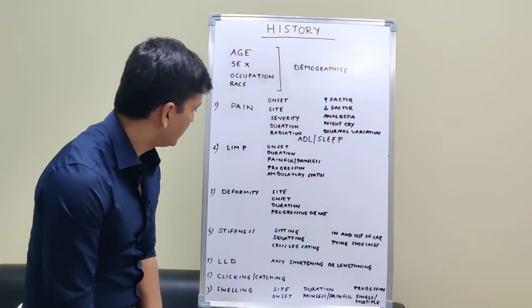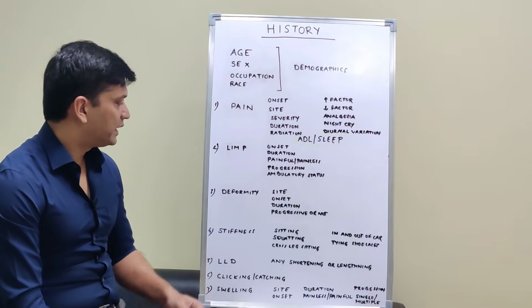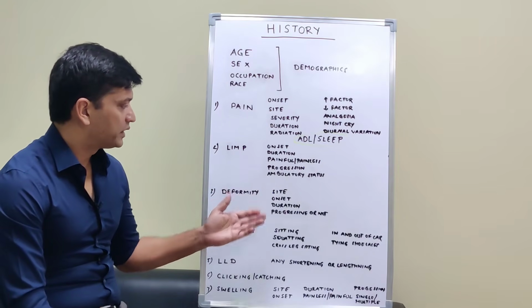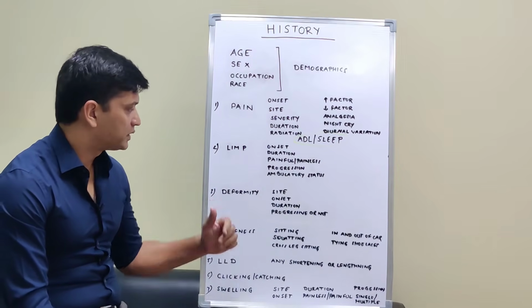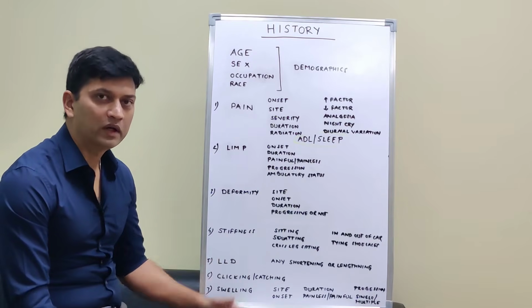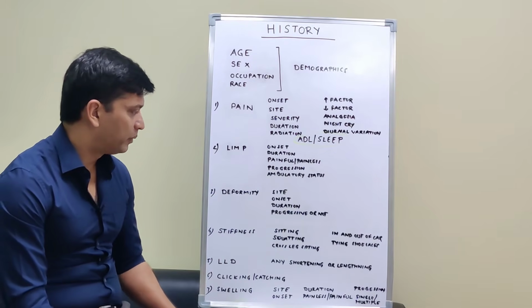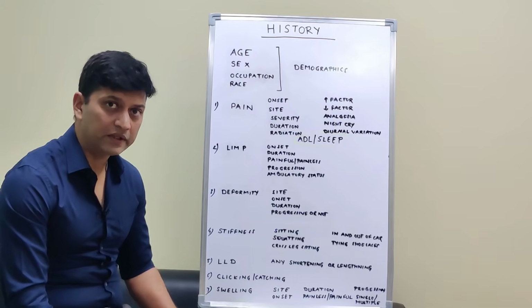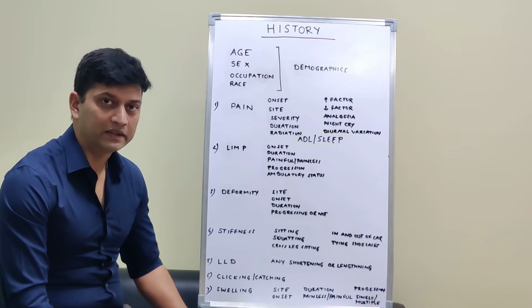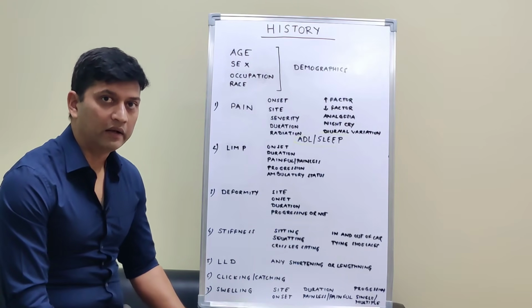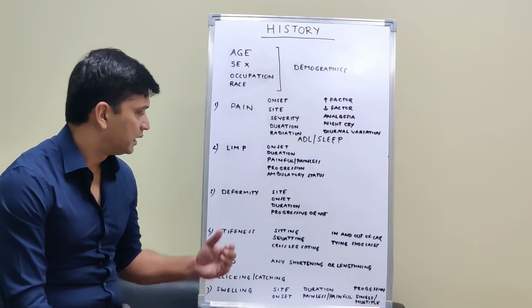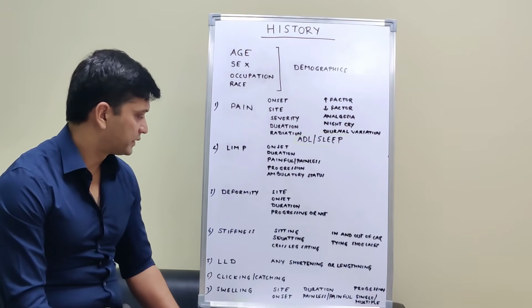Now, the third thing is usually deformity. So where is the deformity? The site, onset, when did it happen, what is the duration, and whether it is getting worse or not. Usually, deformity across the hip is not so noticed by the patients, but they do have deformity, and usually as the disease will progress, the deformity will also progress.